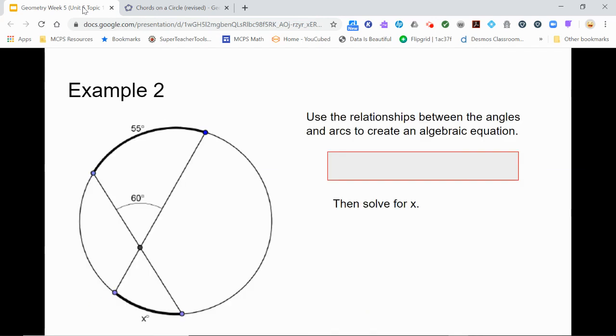Let's try one more example. This time, we are given the measures of one vertical angle and an intercepted arc, and we need to find the measure of the other intercepted arc. Pause here and try the problem yourself on the capture sheet.